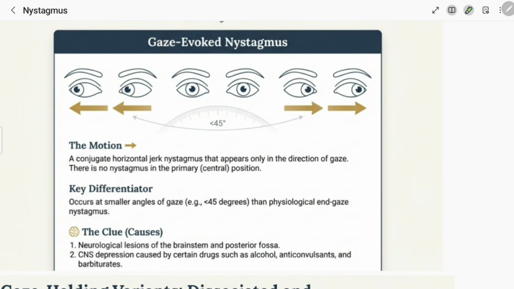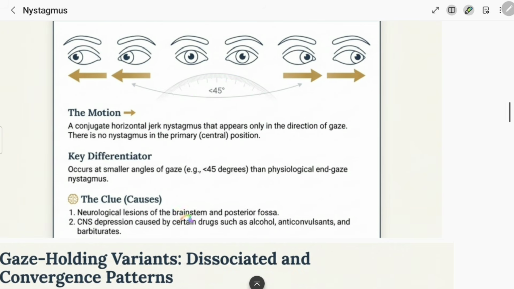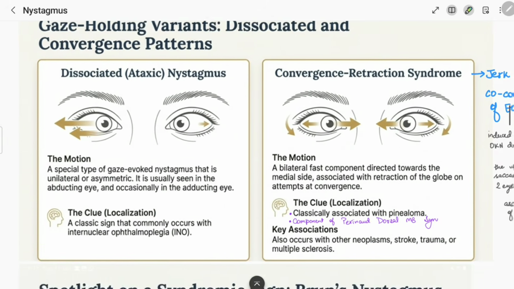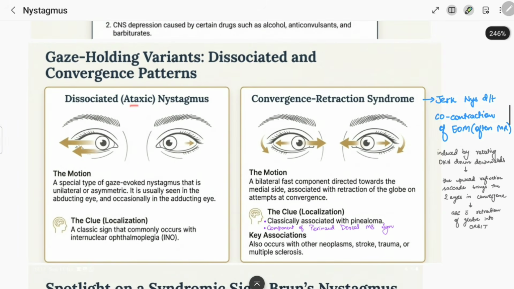Like if a person looks to the right, there's a nystagmus in the right direction. If a person looks to the left, there's a horizontal jerk nystagmus in the left direction, and it occurs at even less than 45 degrees. It can occur due to any neurological lesion in the brainstem or posterior fossa, or it can occur due to alcohol, anticonvulsants, or barbiturates. Coming to the second category, we have done ataxic nystagmus, which I told you is because of INO, and it is seen in the abducting eye.